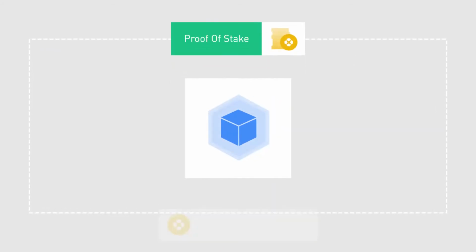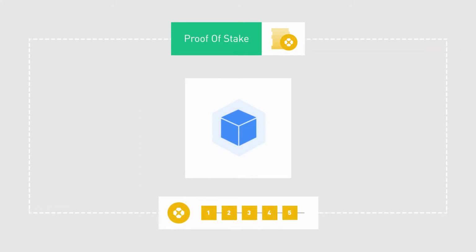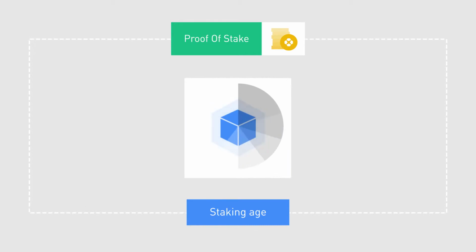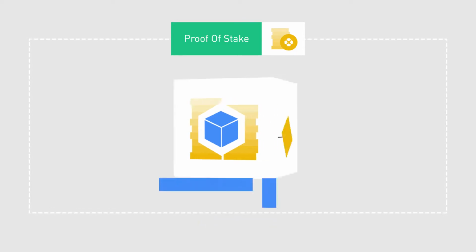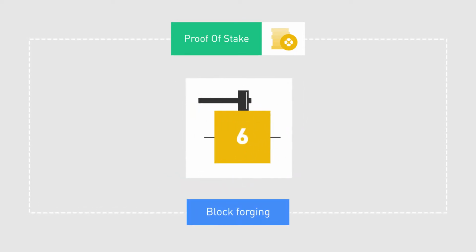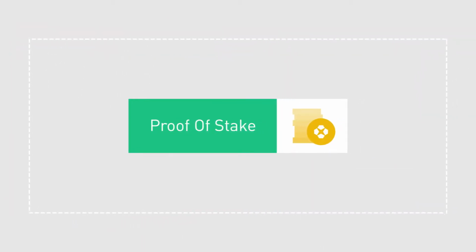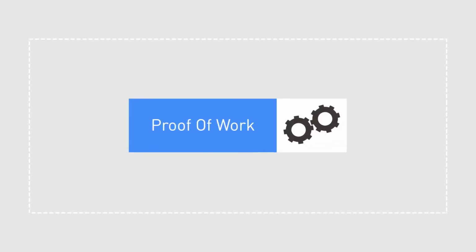The proof of stake algorithm uses a pseudo-random election process to select a node to be the validator of the next block, based on a combination of factors that could include the staking age, randomization, and the node's wealth. It's good to note that in proof of stake systems, blocks are said to be forged rather than mined. Cryptocurrencies using proof of stake often start by selling pre-mined coins, or they launch with the proof of work algorithm and then later switch over to proof of stake.